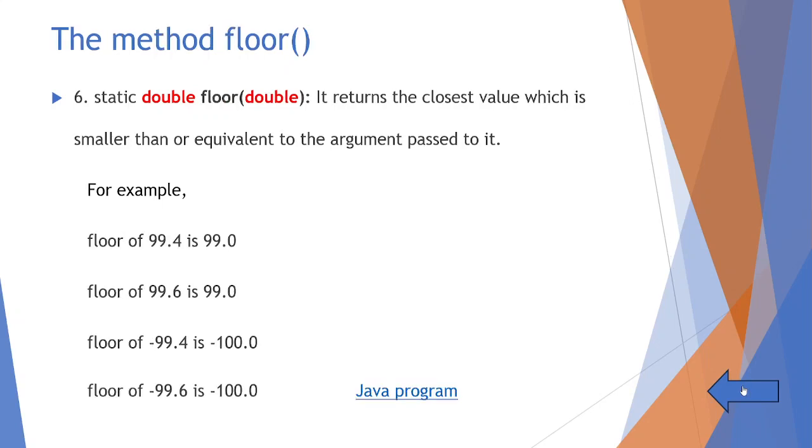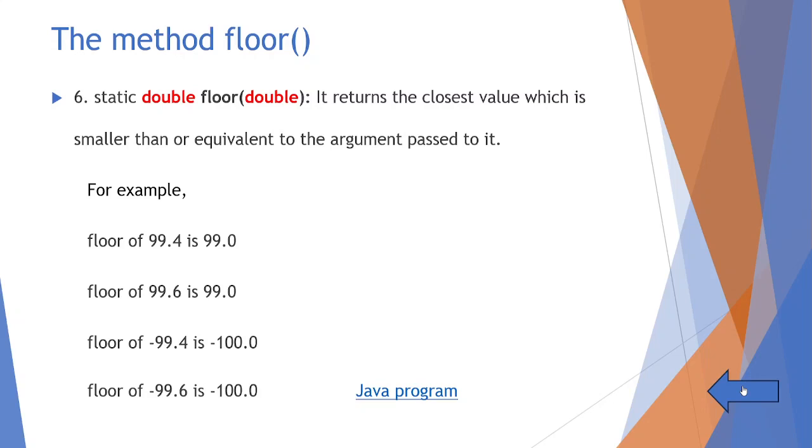Whereas floor is opposite to it. Floor means on the floor. So static double floor, double: it takes a double parameter and returns a double value. It returns the closest value which is smaller than or equivalent to. So floor of 99.4 would be 99, the smaller value. 99.6 also gives 99.0 only. But for minus 99.4, we need a smaller number than minus 99, which is equivalent to minus 100.